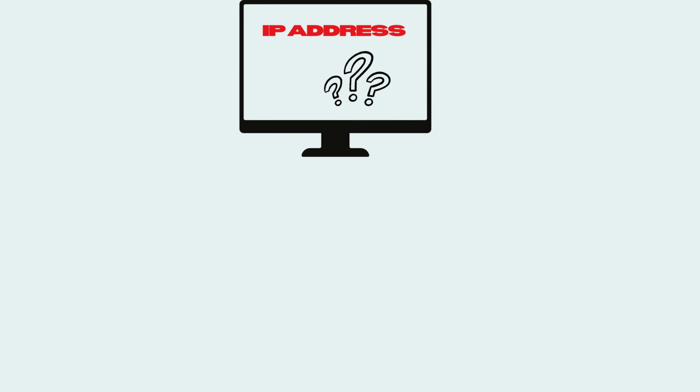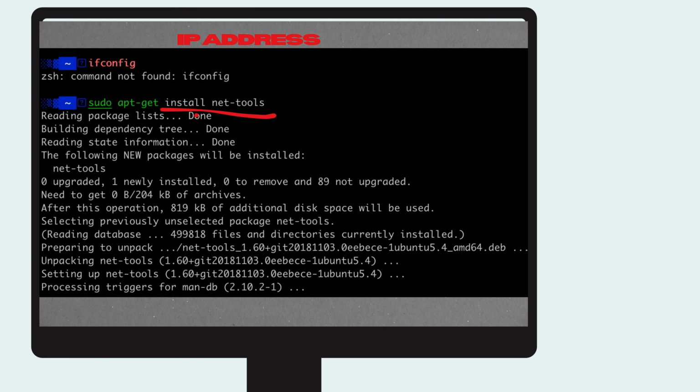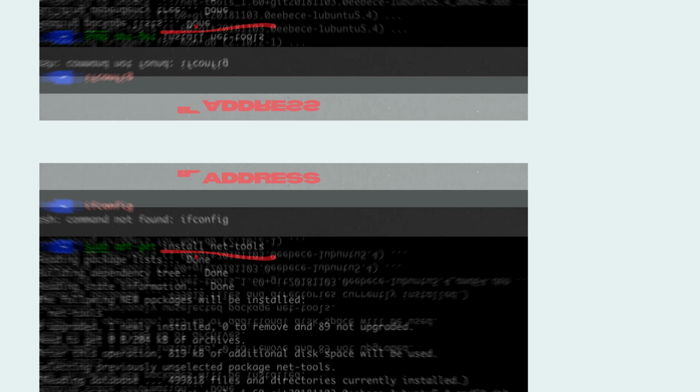To find your IP address, run ifconfig. If not found, install the package net-tools using the command sudo apt-get install net-tools. ifconfig will print all network interfaces.